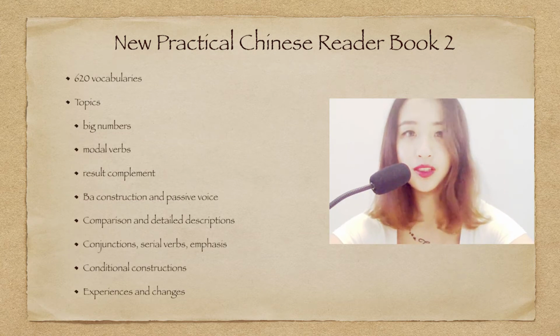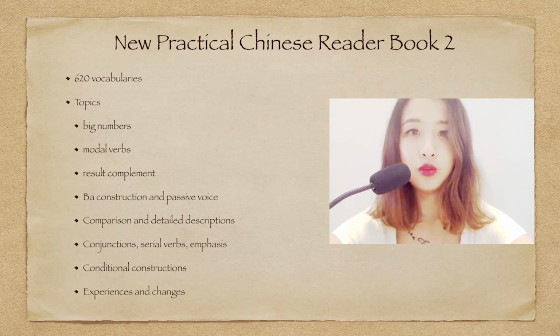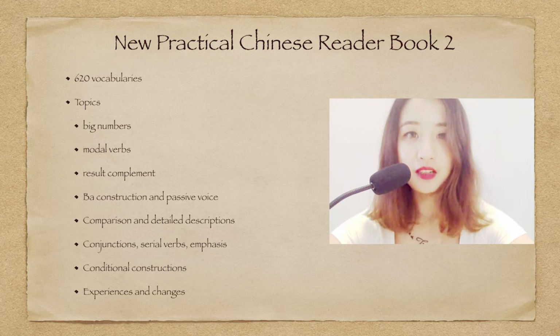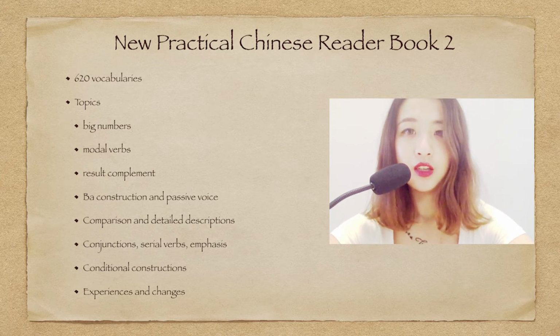After learning the whole series, you should be able to master around 620 vocabulary words, and you will also be able to cover the following topics of our daily life, such as big numbers, modal verbs and result complements, bar construction, passive voice, making comparisons and detailed descriptions. Also, the usage of conjunctions and serial verbs, asking for reasons, emphasizing factors of the past event. Usage of conditional constructions, also talking about experiences and changes.